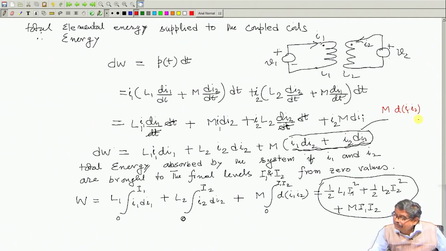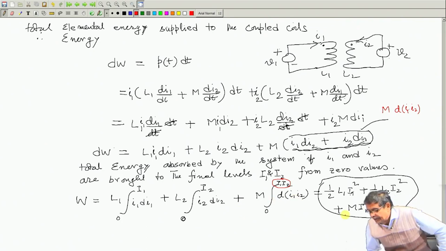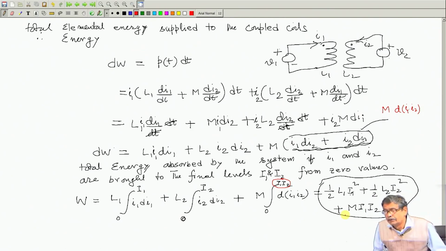So, M d(I1 I2), and then you assume okay, at this instant current is capital I1, I2, and everything started from 0. So, limit of this one should be product of these two, because the integral of this one will be I1 I2. So, 0 to I1 I2. So, always remember that in mutually coupled coils, the energy stored will be half L1 I1 square plus half L2 I2 square plus M into I1 into I2.